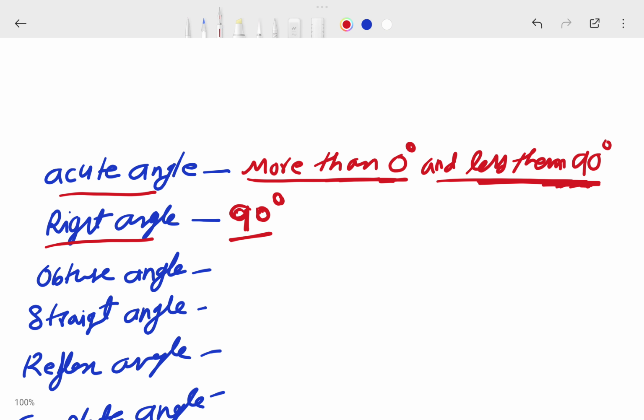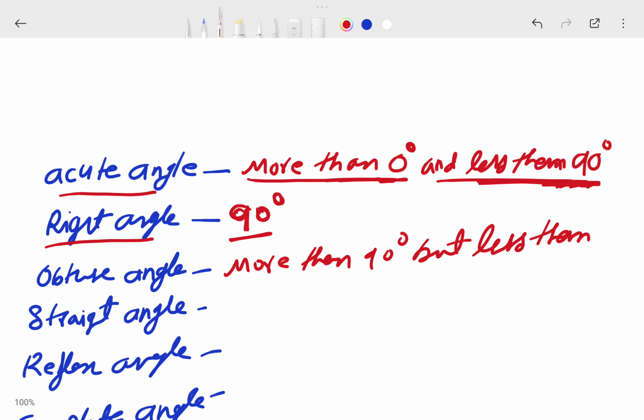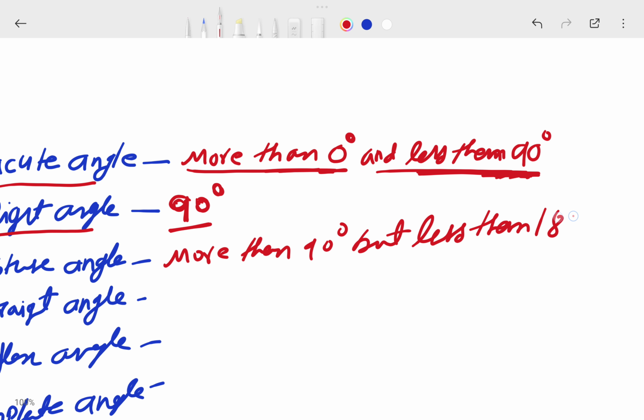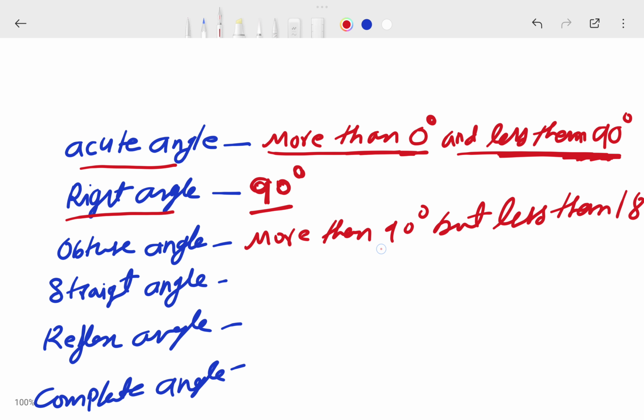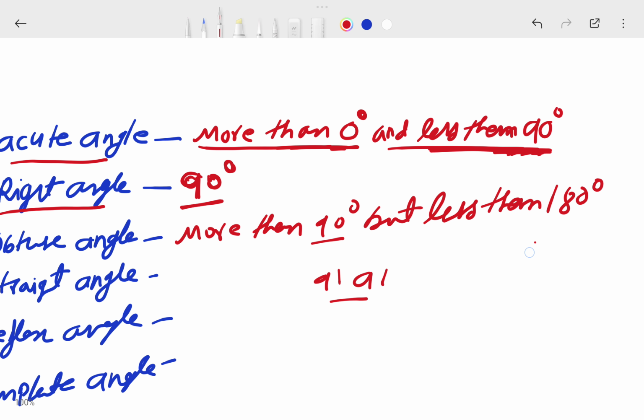Next is the obtuse angle. An obtuse angle is more than 90 degree but less than 180 degree. The angle which is more than 90 degree, like 91, 92, etc., and less than 180 degree, like 179, 178, 177, and so on.